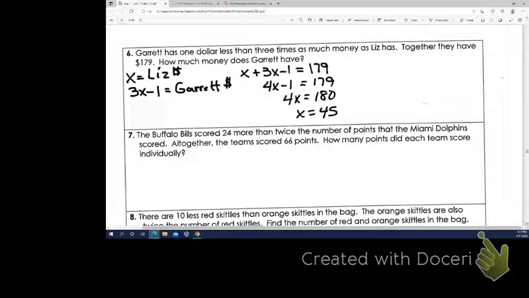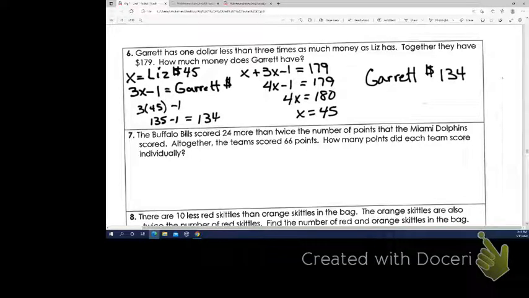So then $45, we might think, oh, I'm done. Well, $45 is Liz, right? And the problem actually asked us for Garrett. So I need to do 3 times 45, take away 1, to get my actual answer that I was asked for. So then Garrett has $134.